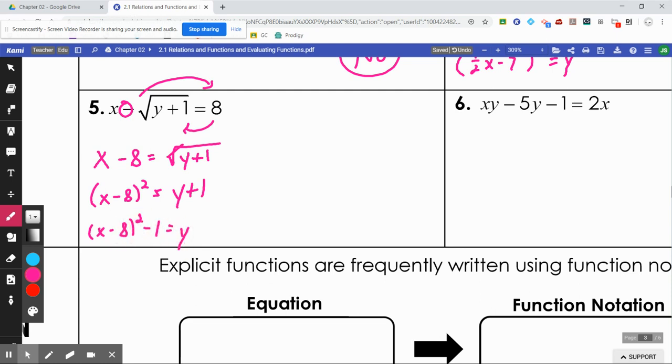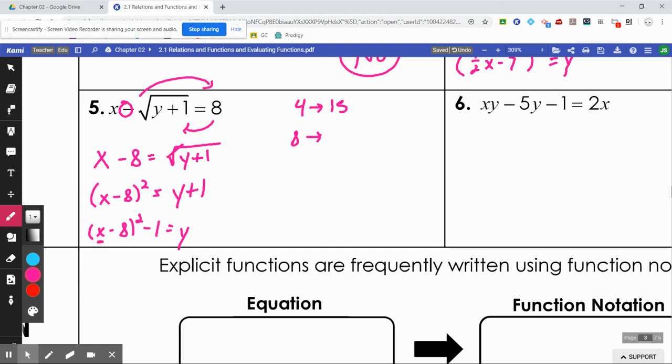So the question is, would a single x value ever yield two different y values? And you can try some out. If I were to plug in a 4, you get 4 minus 8 is -4. When you square it, gives you 16 minus 1, which gives you a single y value. But is there any way that I could ever get two different y values?